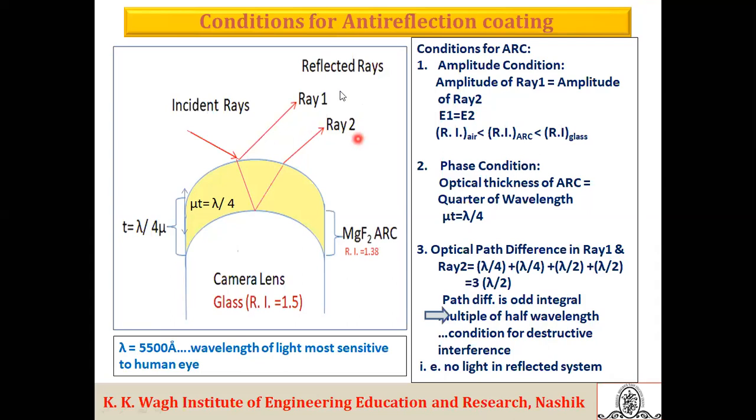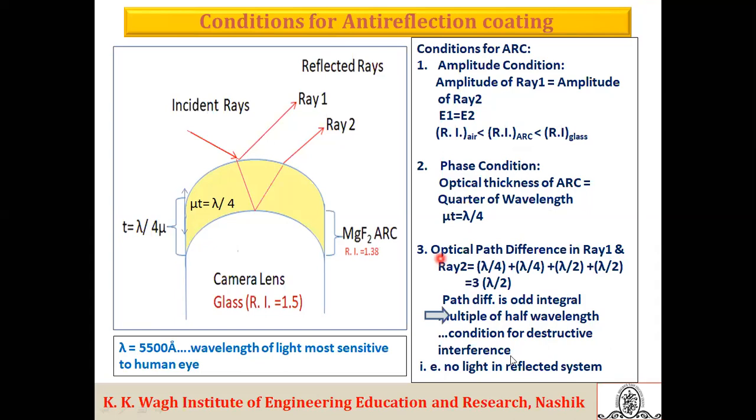And to produce destructive interference between these two rays, what is essential? That these rays should follow the condition for destructive interference. And the condition for destructive interference will be followed only when the phase condition, that is the optical thickness of the anti-reflection coating, that is mu t, optical thickness means mu t, is equal to a quarter of the wavelength, means this thickness is lambda by 4. This is the second condition for manufacturing of an anti-reflection coating.